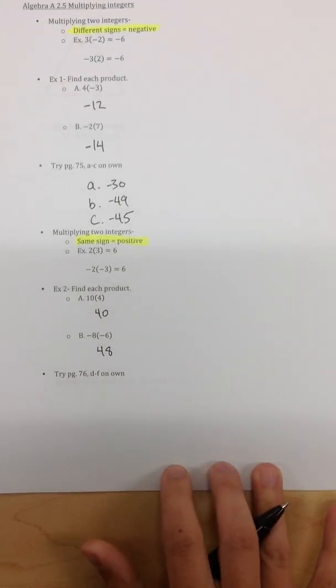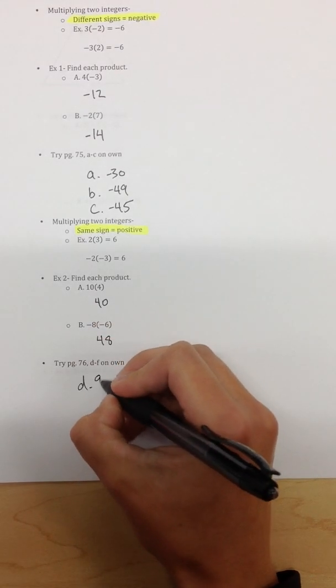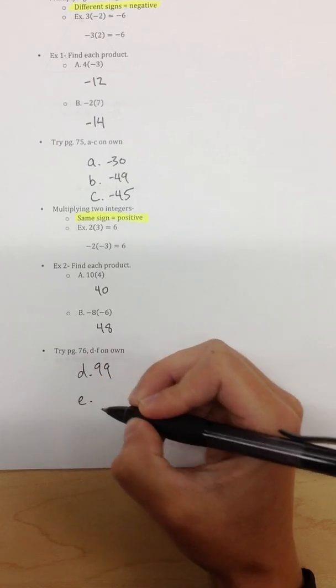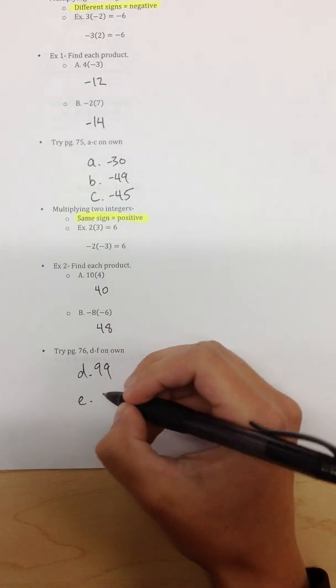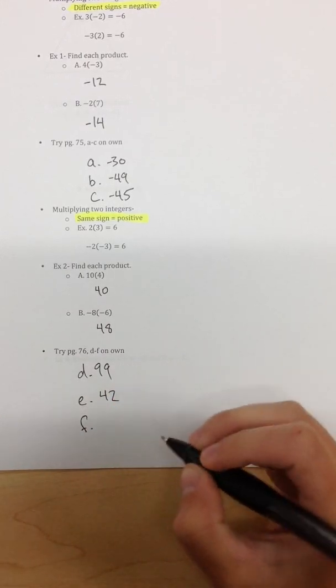Okay, on page 76, try out D through F, and then I'll get you guys the answers. So for D, they got 99. For E, they got 42. And then for F, they got 80.